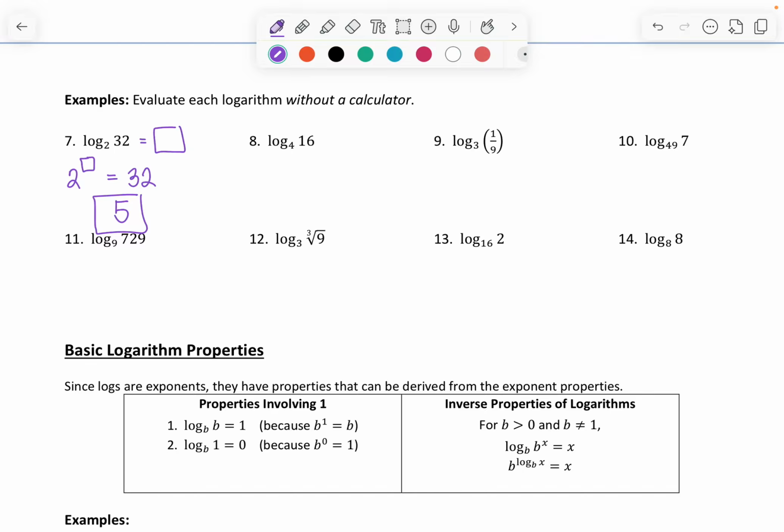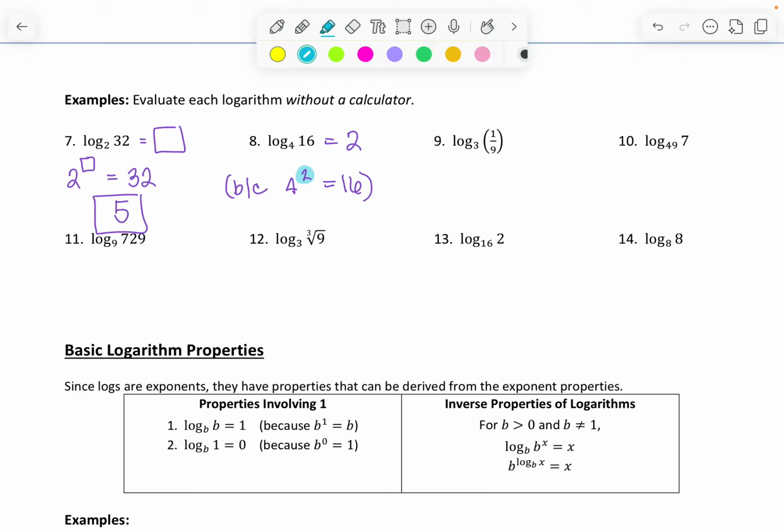Let's look at another one. The log base 4 of 16. So again, the question is, if the base is 4, what exponent gives us 16? And so the answer to this one is going to be 2. Again, that is because 4 squared equals 16. Logs find missing exponents. That's the big thing that you want to remember, okay?